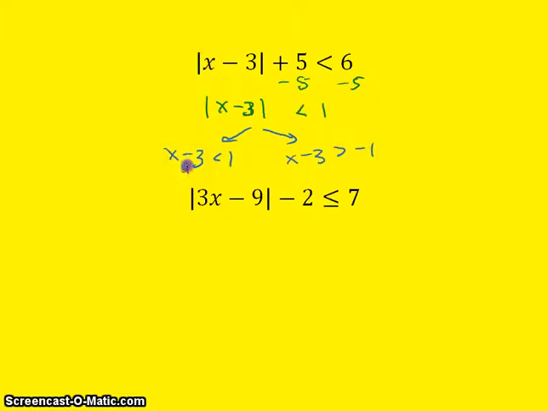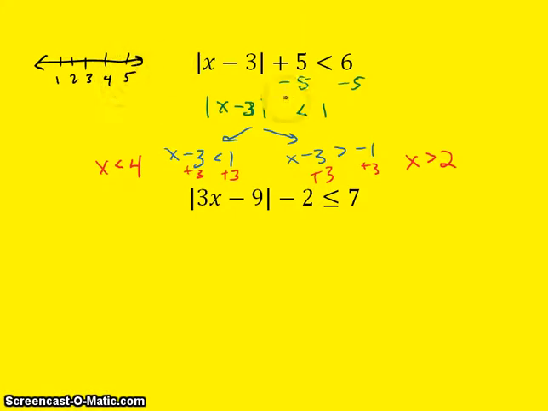So now if I solve that, I can add 3 to both sides. So I have x is less than 4. Here, adding 3 to both sides, x is greater than 2. So x is less than 4. See 1, 2, 3, 4, 5. Less than 4, so open circle on 4. Shaded to the left. Here, greater than 2. Open circle at 2. Shaded to the right.